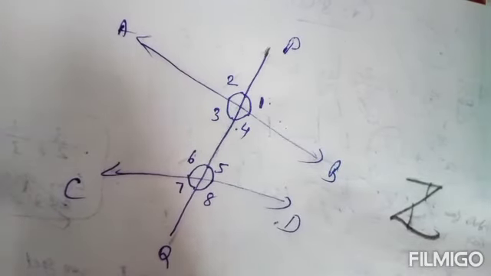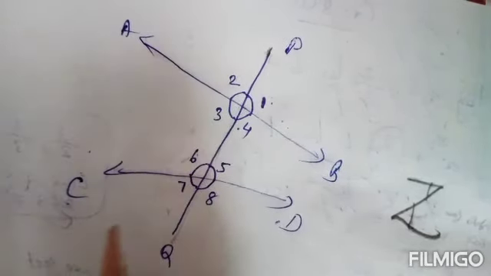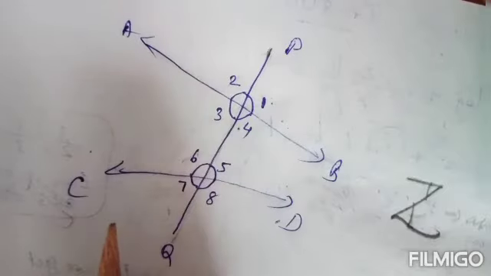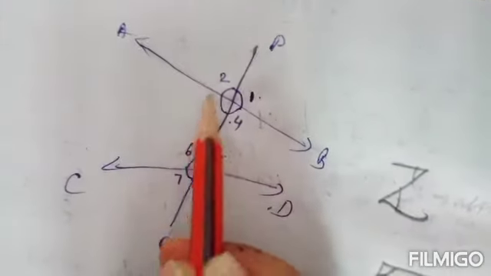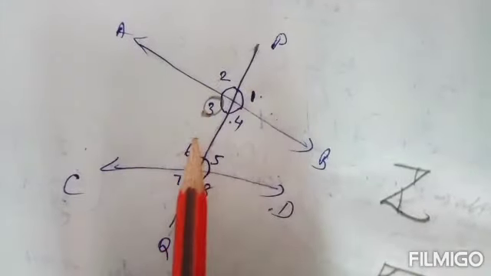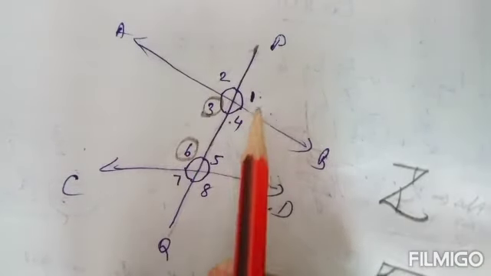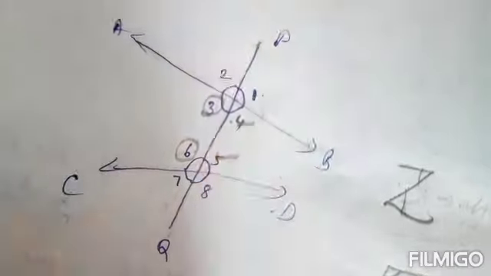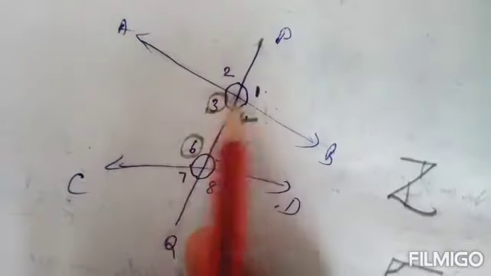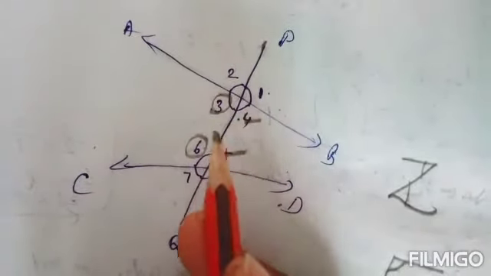Okay. So 2 pairs of co-interior or allied angles here are 3 and 6. Then another pair, the second pair, is 4 and 5. Actually, these are the angles on the same side of the transversal.